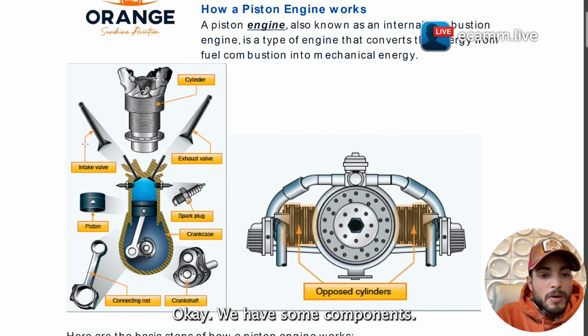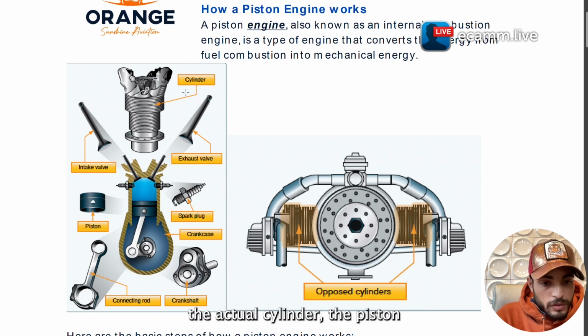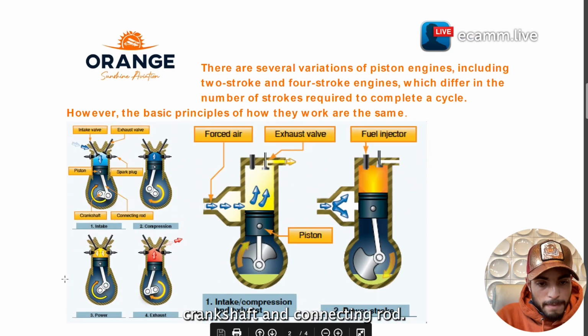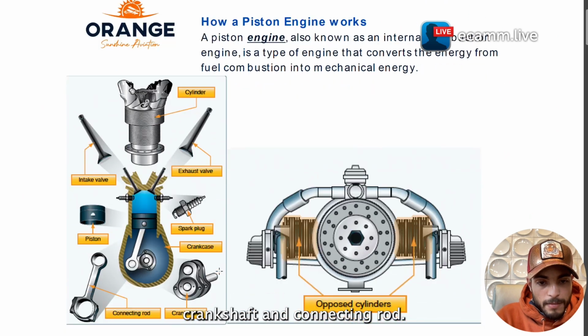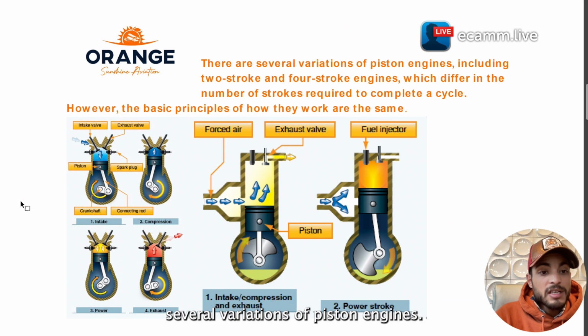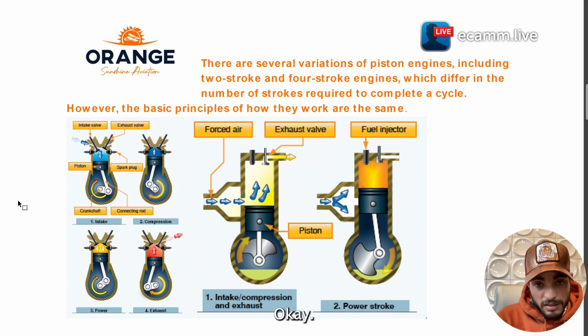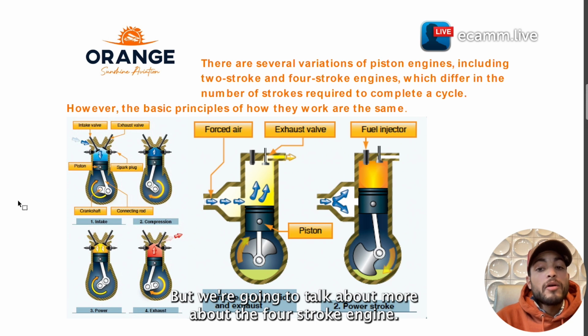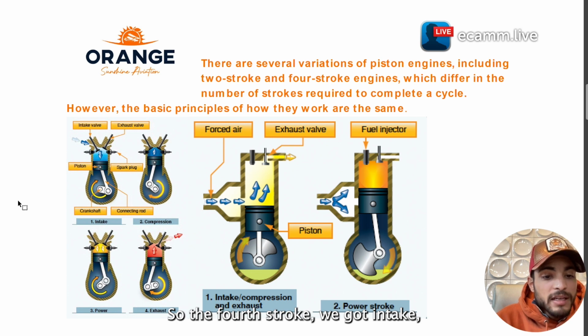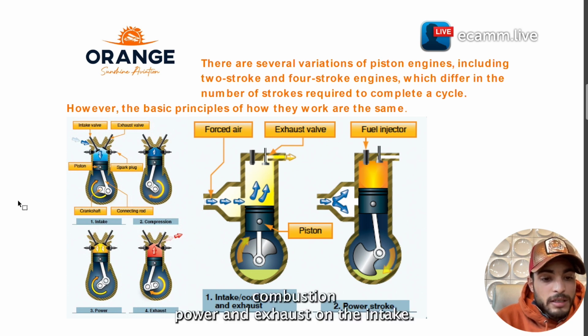Okay, we have some components. We have the intake valve, exhaust valve, the actual cylinder, the piston, spark plug, crankcase, crankshaft, and connecting rod. There are several variations of piston engines, okay, but we're gonna talk more about the four-stroke engine, okay. So the four-stroke, we got intake, compression, power, and exhaust.